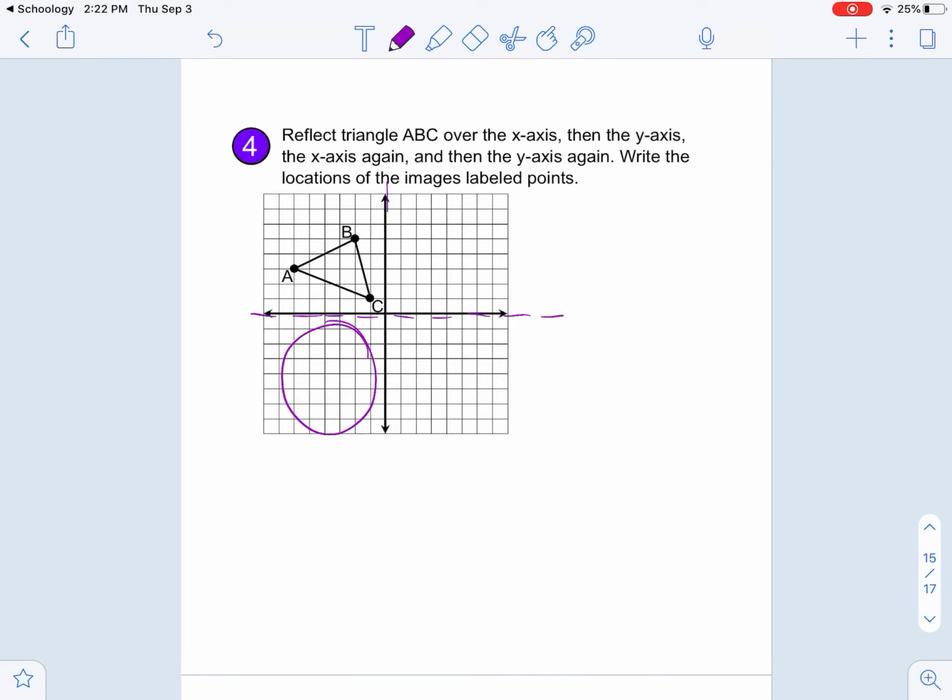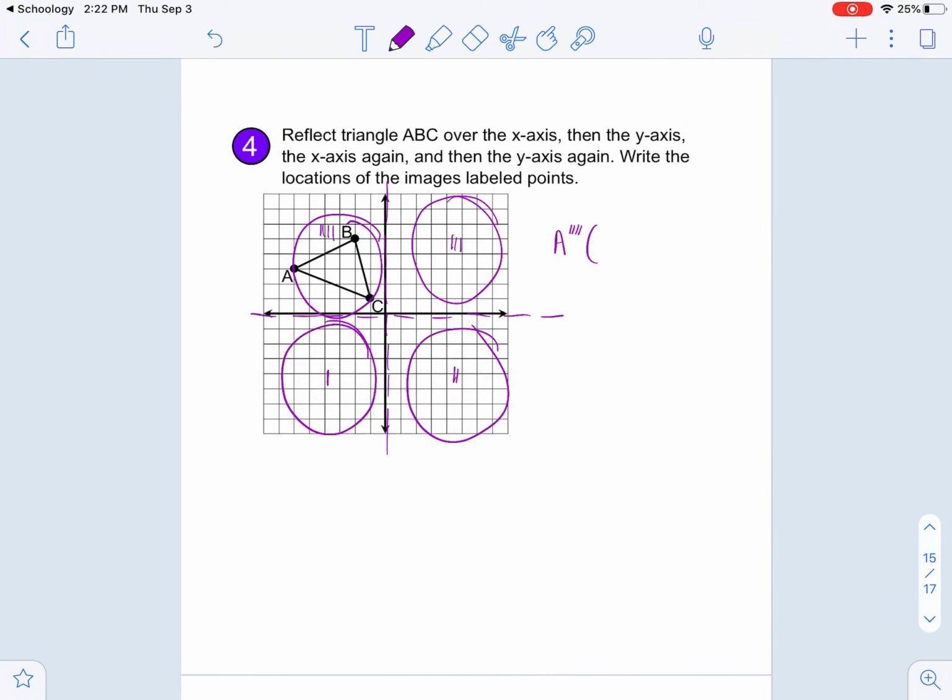Then we're going to flip it over the y-axis. Where's the y-axis? If we flip it over the y-axis, it's now going to be over here. Then if we flip it over the x-axis, it's going to move over here. Y-axis, back on top of itself. So if you think ahead, instead of doing this, you can see that the triangle will land back on top of itself. So this would be A prime, or triangle prime, double prime, triple prime, quadruple prime.